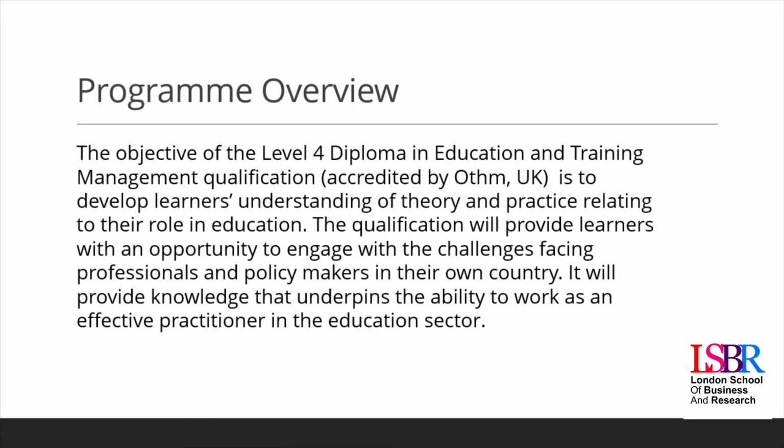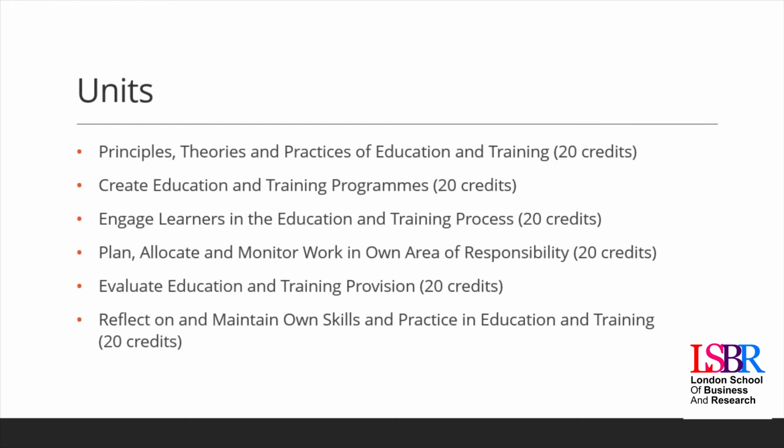The level consists of 6 units, and you will need to obtain 120 credits in total in order to qualify. The units are Principles, Theories, and Practices of Education and Training. That is the first unit that we're going to start with. The second one is Create Education and Training Programs. This is the unit where you will be learning how to create training programs.